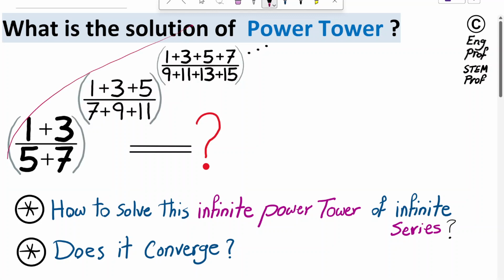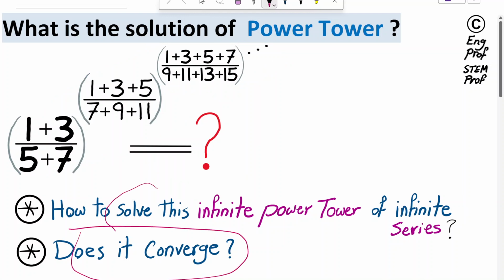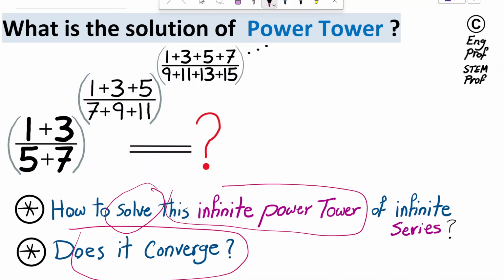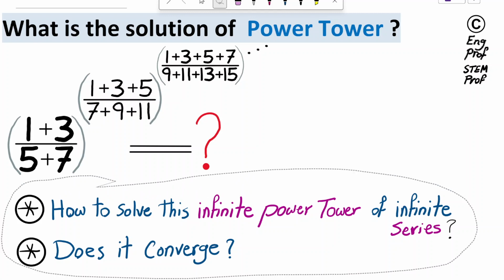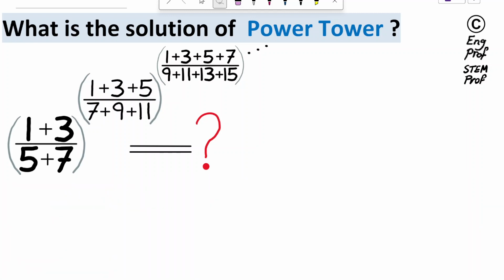In this infinite power tower of an infinite series, we want to see whether it converges, and if it does, then can we solve this infinite power tower of infinite series quickly? So there is a quick way to answer this question. Focus on the base of this infinite power tower, which means 1 plus 3, and divide by 5 plus 7.